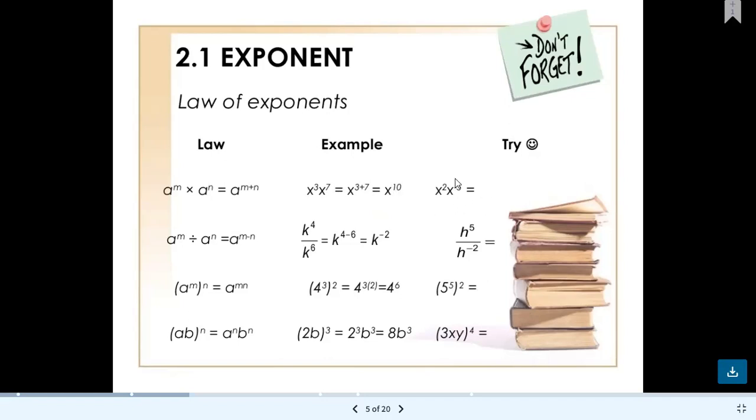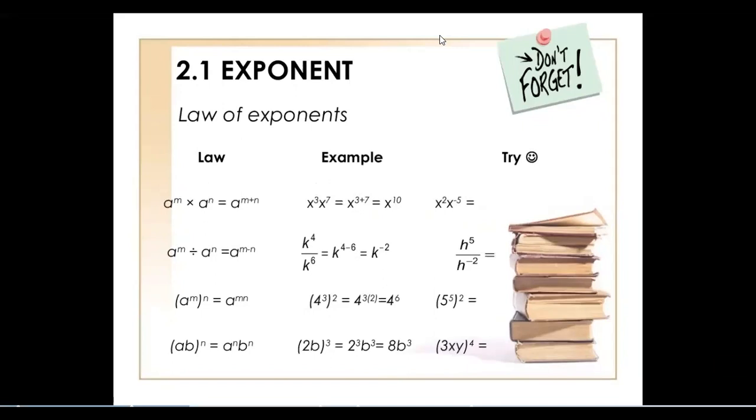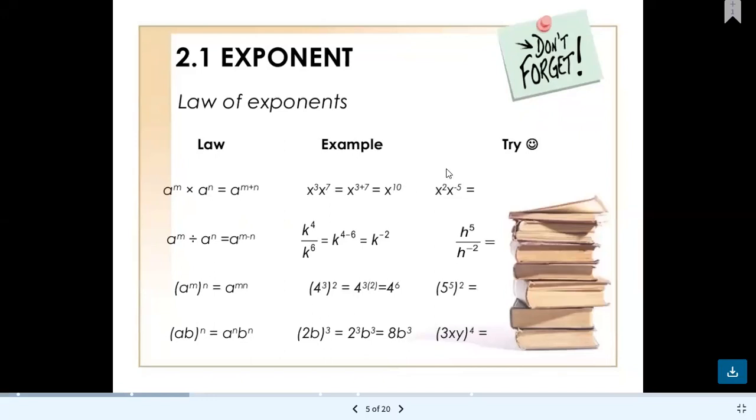So how about this? X raised to 2 or x squared multiplied by x raised to -5. So ano kayang sagot? Any guess? Just type in the chat box. Let's exercise the exponent. Chat lang natin sa chat box kung ano yung sagot. Alalahanin natin. Laktawan natin, but you can type in the chat box kung ano yung sagot dito. Yung x raised to 2 multiplied by x raised to -5.